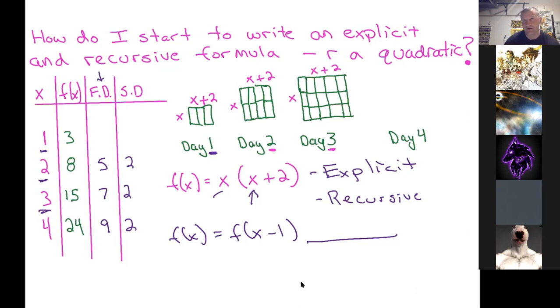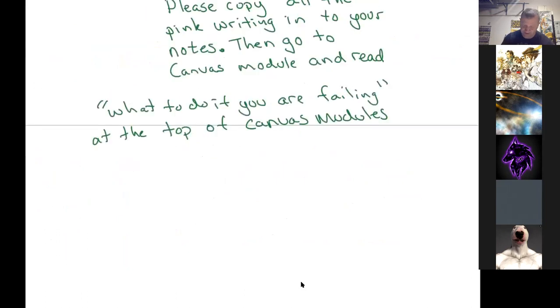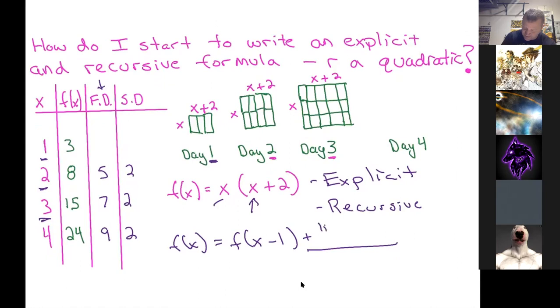We say what's going on in the first difference, only it's not just plus or minus a number. If I could put it in the easiest terms possible, it would be plus the linear equation of the first difference. So here's my first difference right here. What's its slope? What's its m? I'm going to erase this. What's the slope of that line?